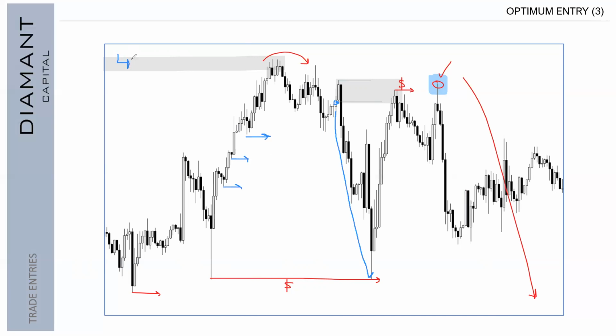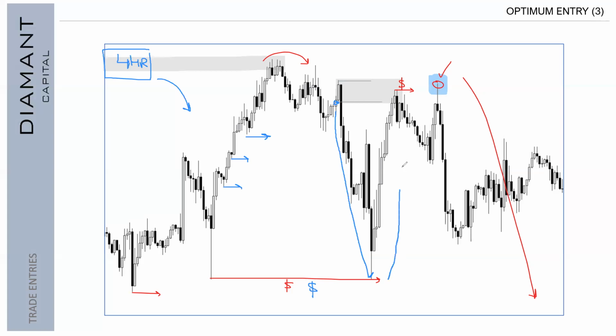Plus we've reacted off this 4-hour. And that's the key thing to understand. If you react off some kind of 4-hour or a larger time frame point of interest, that's when you know you're going to be going down. So we go there, create this liquidity right here at the bottom. And then what can we expect? Some kind of pullback, right?